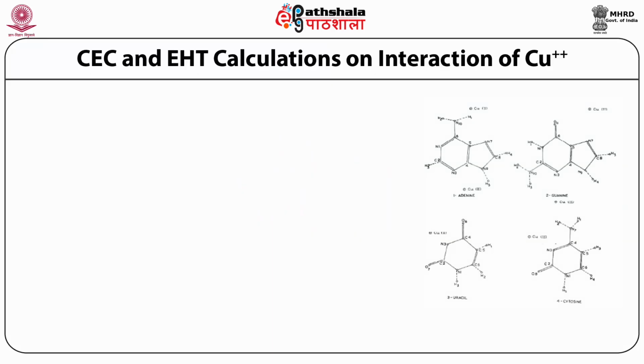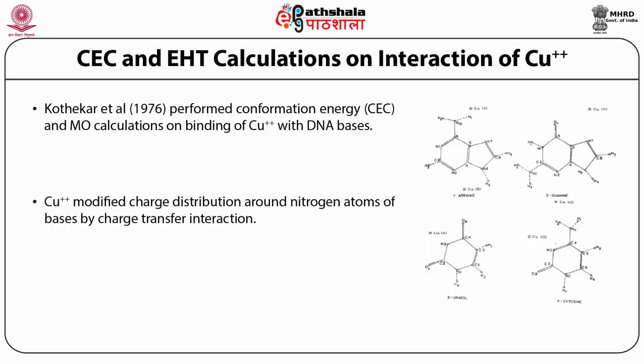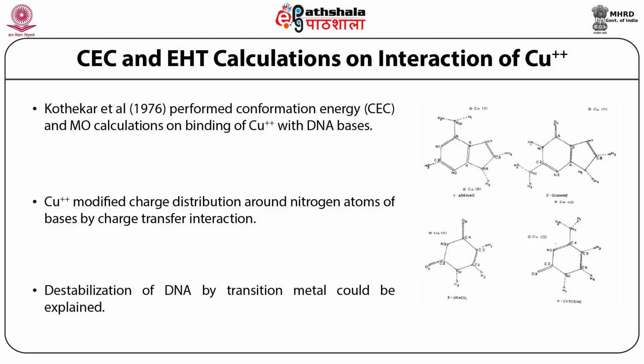There have been many computations on metal binding to DNA bases. In our group, we performed conformation energy calculation CEC and molecular orbital calculations on binding of copper 2 plus with DNA bases. It was found that copper 2 plus modified charge distribution around nitrogen atoms of bases by charge transfer interaction. And destabilization of DNA by transition metal could be explained on its basis.